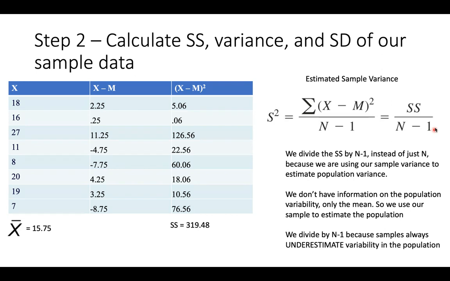N minus 1 reflects the fact that we are working with a sample and we are trying to estimate the variance in the population. Remember what we talked about back on slide number 1. We want to know how much variability should I expect to naturally occur in the population. I don't have that data. All I have is the sample's mean. So I take the next best thing I have, which is the sample data, and I'm going to try and derive and estimate the population variance from my sample variance.